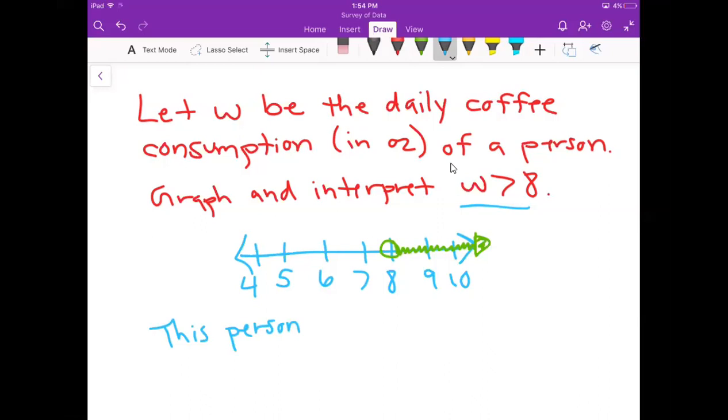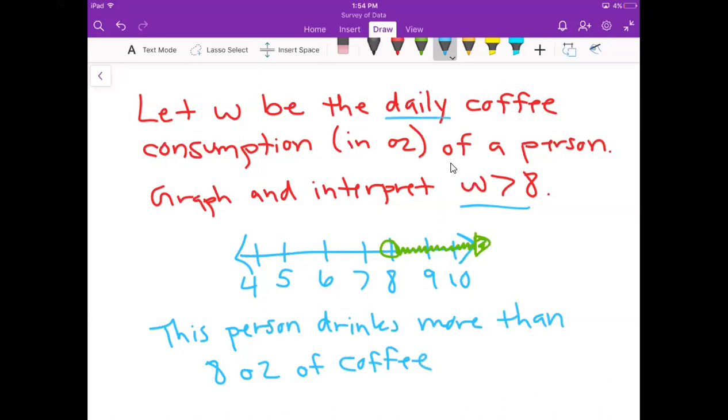Like that, right? A person in particular is consuming this coffee. So this person drinks more than, not less than, but more than 8 ounces of coffee. And don't just stop there, because it was daily consumption. So they drink more than 8 ounces of coffee a day, not just in general, not a month. We know they drink more than 8 ounces of coffee a day.